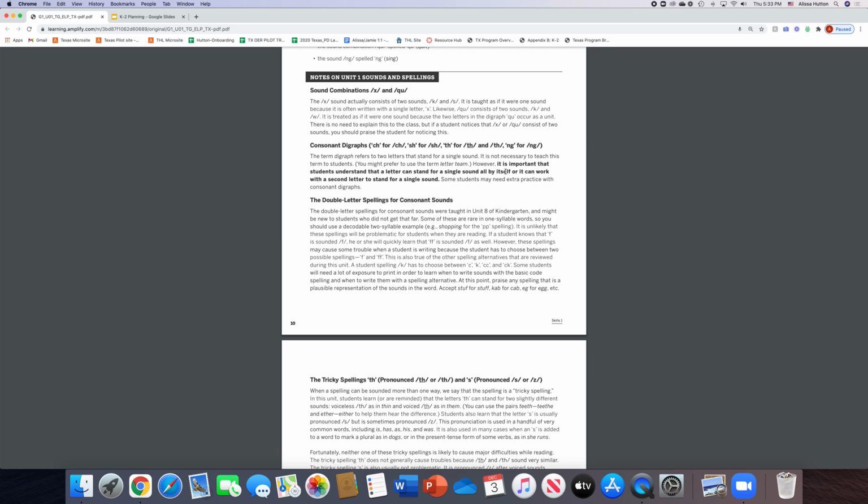It did tell me what was important for my students to understand, and that is that a letter can stand for a single sound all by itself, or it can work with a second letter to stand for a single sound. It also gave me that explanation or hint that some students may need extra practice with consonant digraphs. That's important for me in planning for my unit, and I definitely will include that in my planning template.